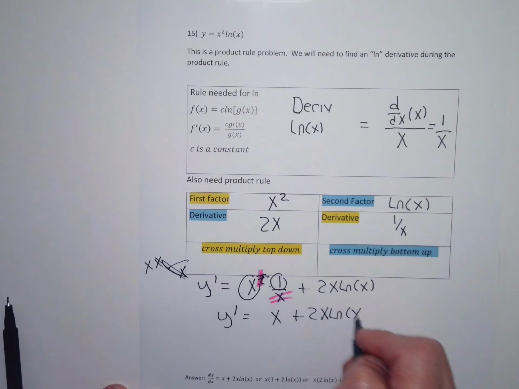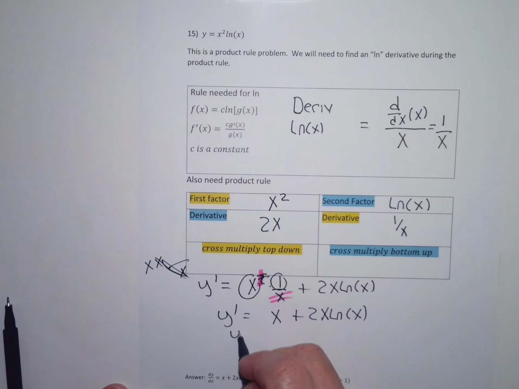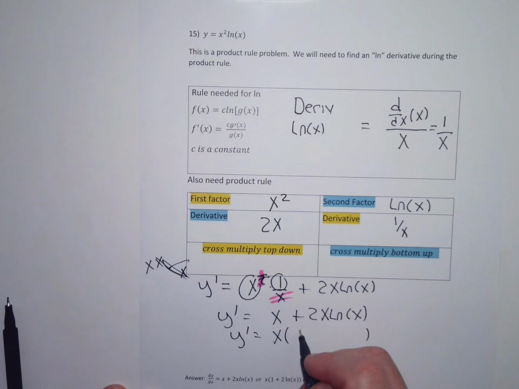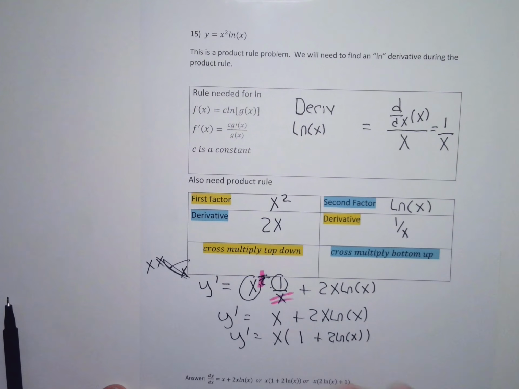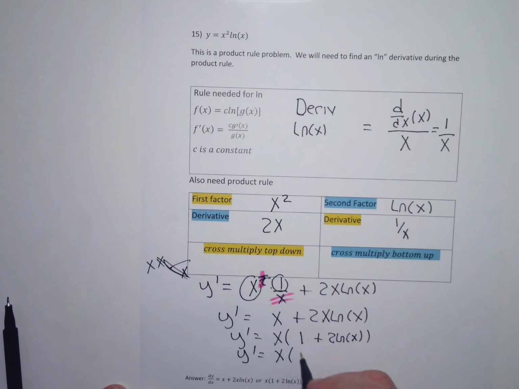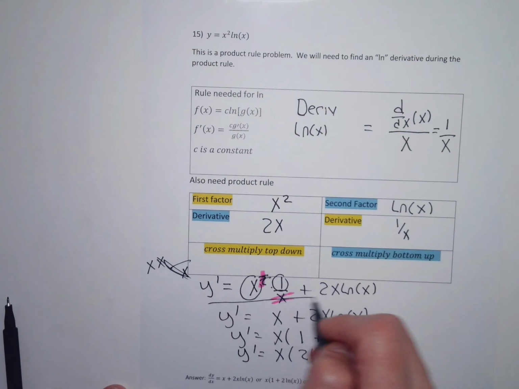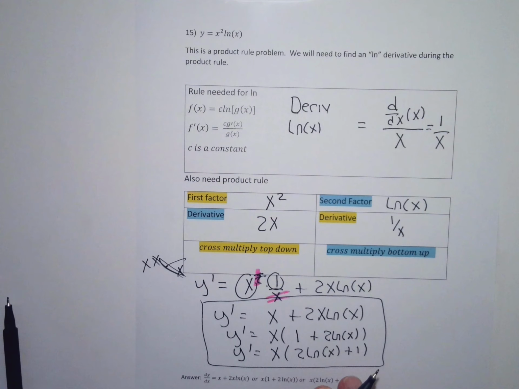This is an acceptable answer, but there's a common factor of x that I probably should factor out. This is a better answer. If I factor out an x, I'm left with 1 plus 2 ln of x. And if it bugs you that the x is written second, this is also an acceptable answer, writing x times 2 ln of x plus 1. That's probably the nicest answer, fully factored, written with the x first, but any one of those on a test would get you full credit.